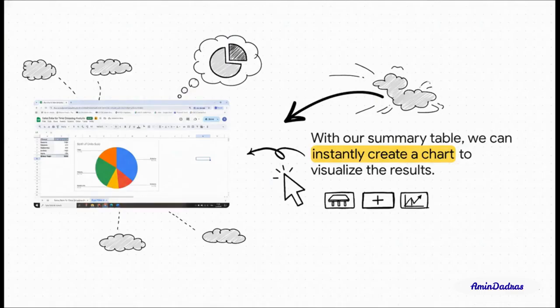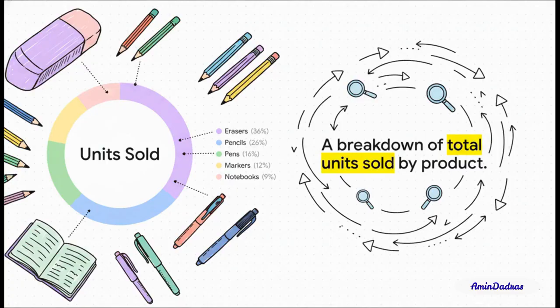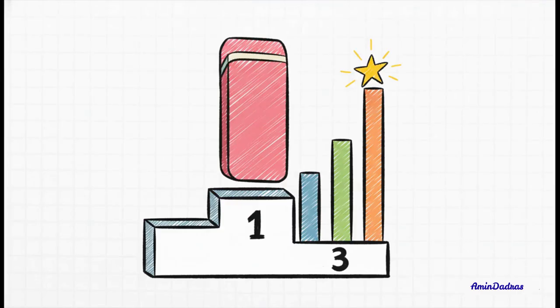And because we've already done the hard work of summarizing all that data, creating a chart is literally a one-click operation. You just select your new summary table, click Insert Chart, and you get an instant visualization. It's that easy. And now we can see the story, right? The size of each slice immediately tells us how much each product contributed. You don't even have to read the numbers. You just see the answer. So there we have it, a definitive answer for our boss, with a super clear visual to back it up. Erasers are the clear winner, making up 36% of all the units we sold. The answer isn't just correct, it's compelling.